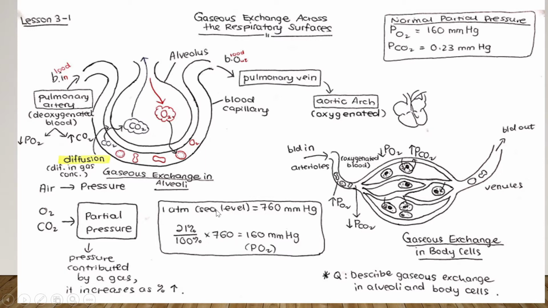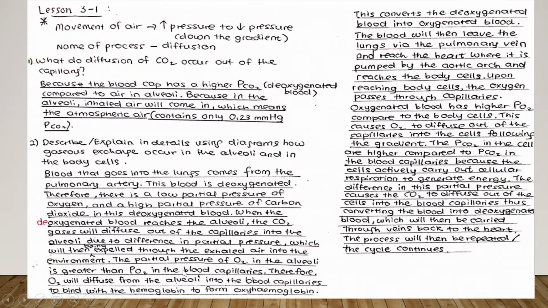Because at sea level, 1 atmosphere is equivalent to 760 millimeter mercury. We know that in the air, oxygen is about 21%, right? So this is how you convert it into partial pressure. Meaning, the higher the percentage, the pressure contributed by the gas will be higher, and the partial pressure of the gas is higher. Maybe you can read on this later on in the PowerPoint slides.